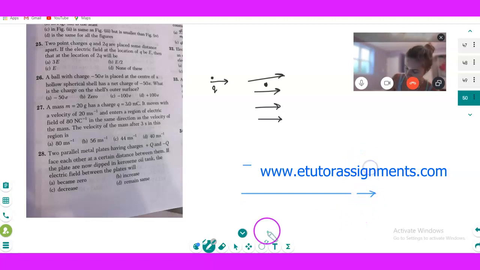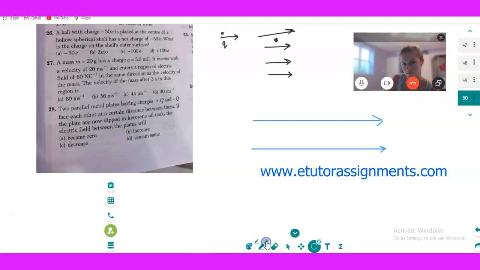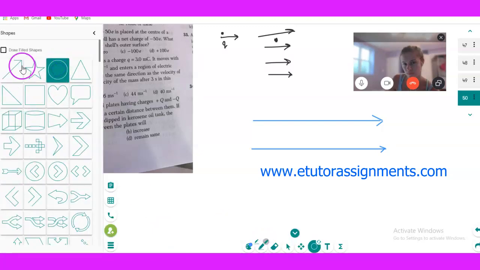See, this is the direction of the electric field. Is it clear? Now one charge is coming. Which charge is coming? A moving charge is coming, not a stationary charge. Let me draw the charge.